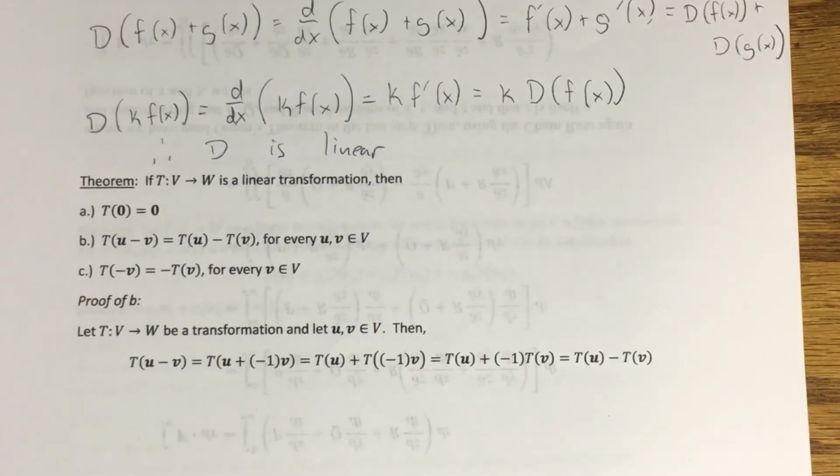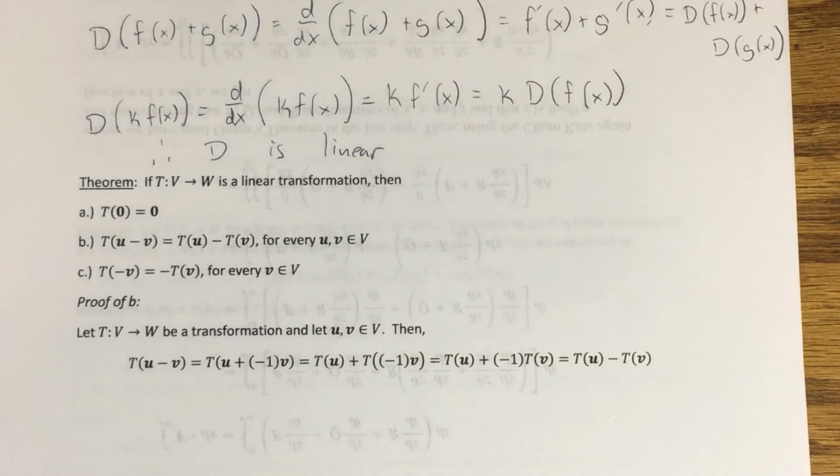Okay, so this theorem is just covering some of the basic properties that linear transformations have. Proving them is very, very straightforward. Your book proves part A. I'm going to prove part B to give you a different proof. And then, the proof of part C is going to follow very similar steps.